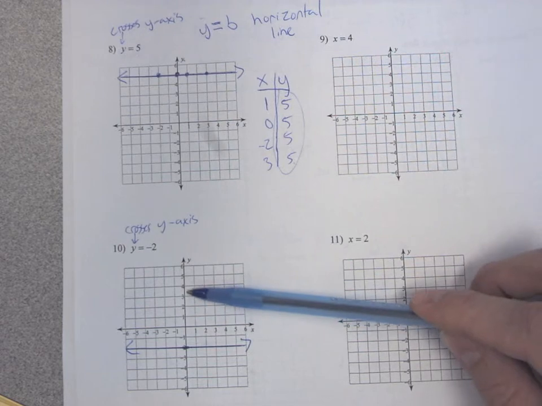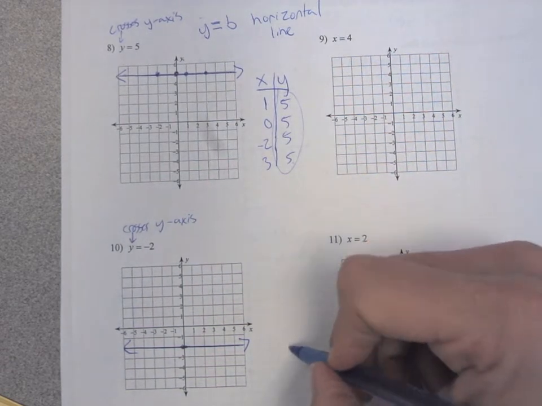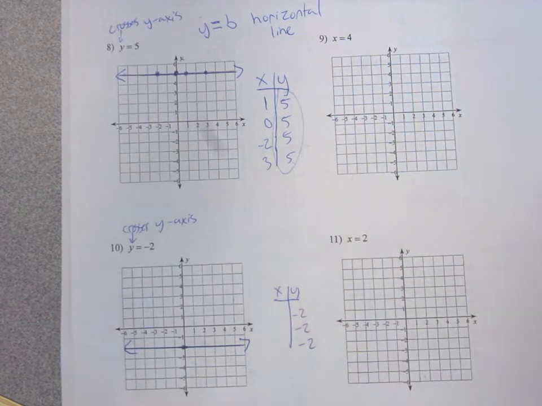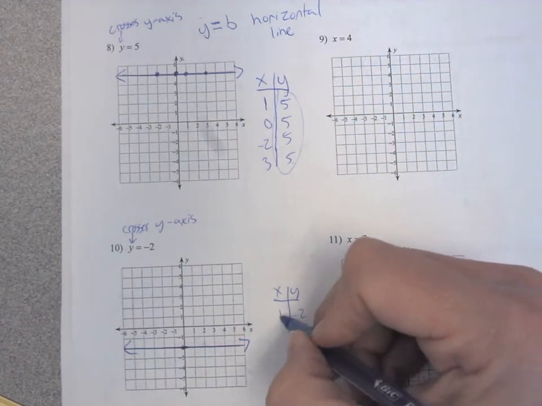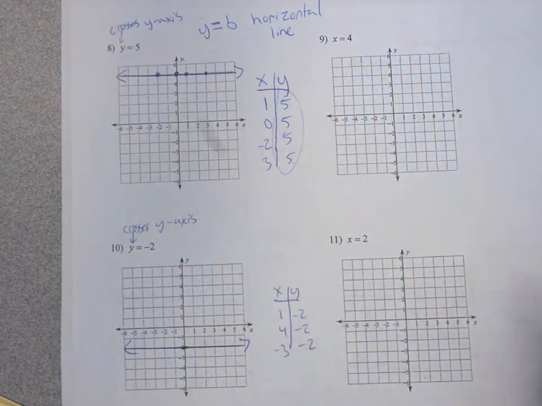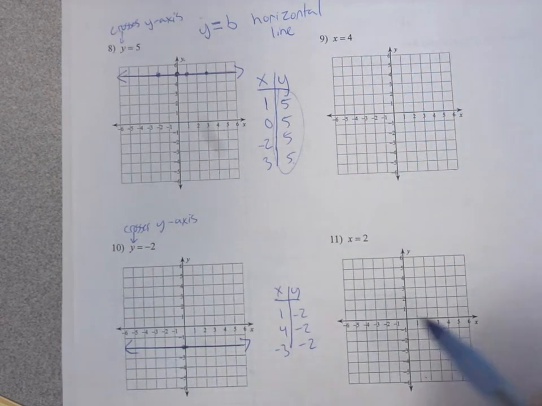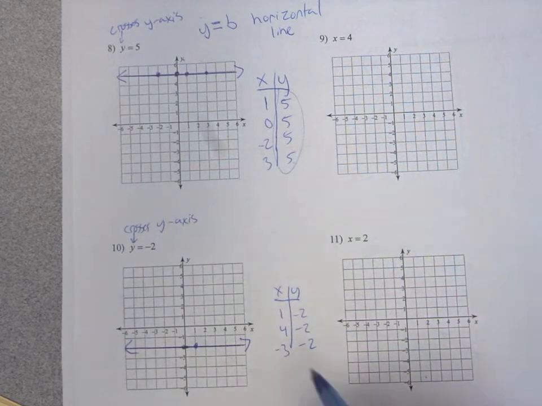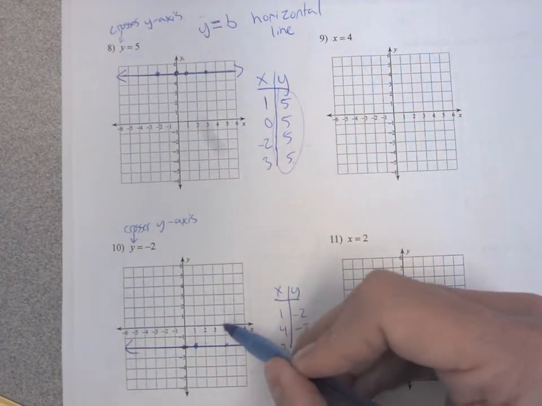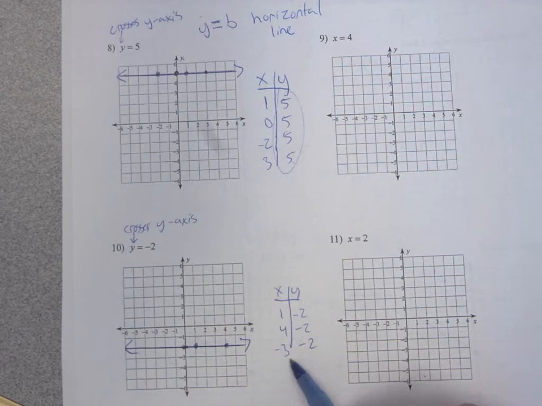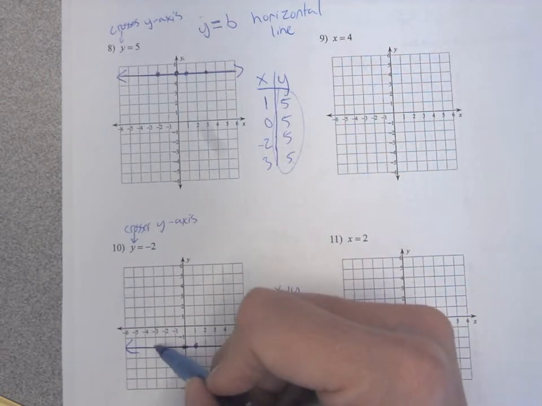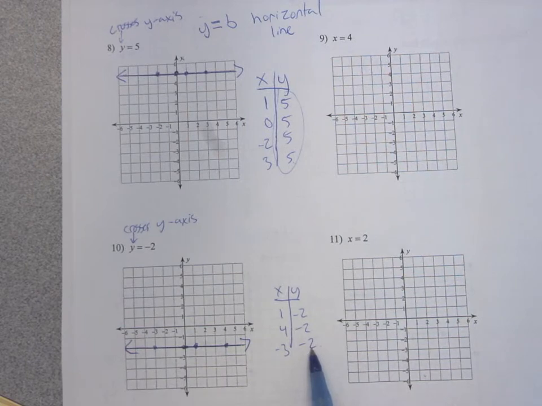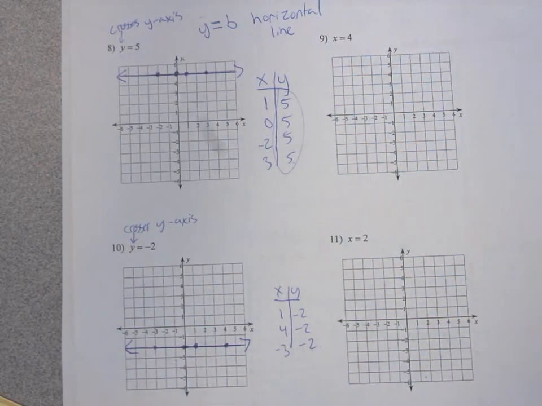Now, if you wanted to make a table for this, you totally can do that. If you ever get stuck, right, x and y, you just know the y is always -2 no matter what. So you could pick like 1 or 4 or -3. Doesn't matter what you pick for x. The point 1, -2 is right here. 4, -2 is here, 4 to the right and 2 down. -3, -2 is 3 to the left and 2 down. Right? The points are always -2 high, which creates that horizontal line.